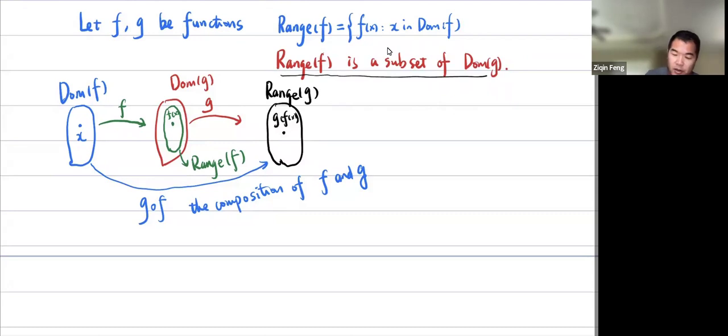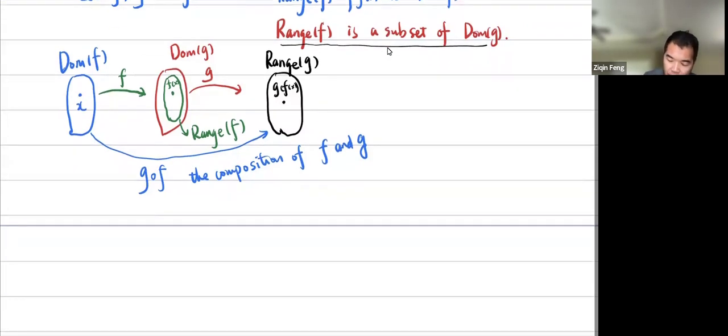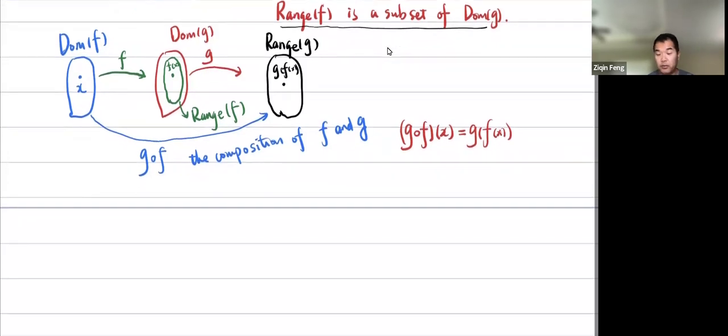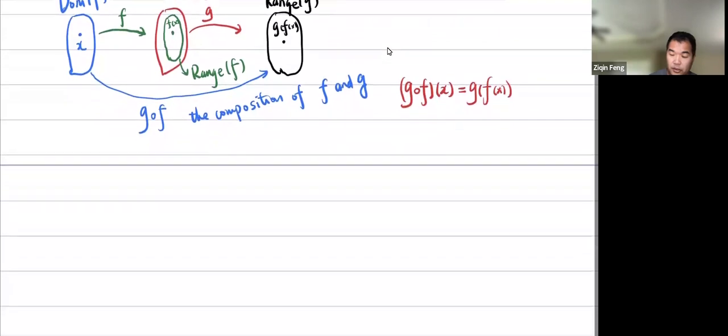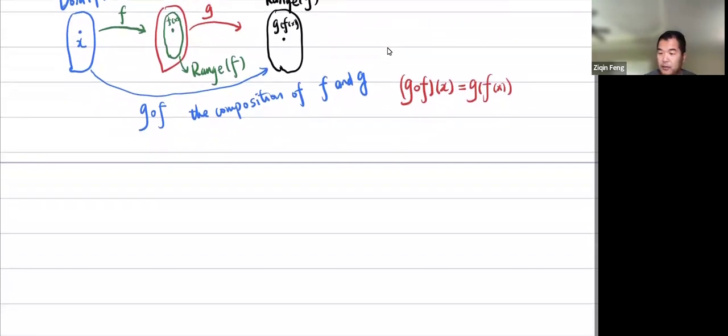So the formula for this function is, if you put x into this function, remember x has to be in the domain of f, this is equal to g of f of x, right? Now let's see an example. Try to understand the composition of two functions. So let's see that.